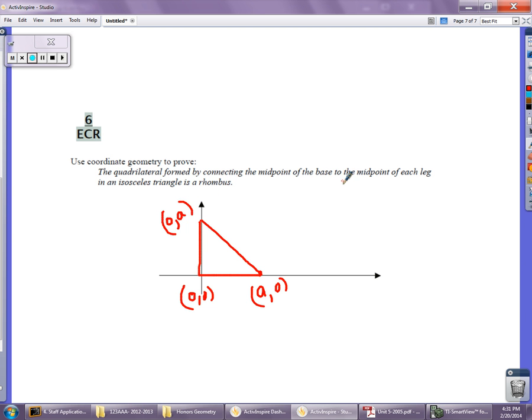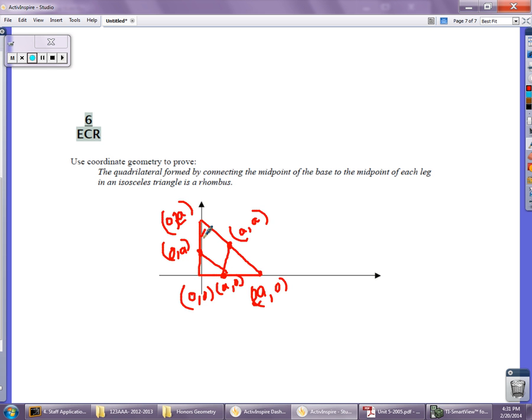It says connecting the midpoint of the base to the midpoint of each leg. So that would pretty much mean that I would have to find the midpoint here. So instead of calling this a, I'm going to call this 2a, and I'll call this one 2a. So the midpoint over here would be a comma a if you use the midpoint formula: 2a plus 0 divided by 2, 0 plus 2a divided by 2. If you connect this to this, the midpoint would be a comma 0. And this midpoint would be 0 comma a.